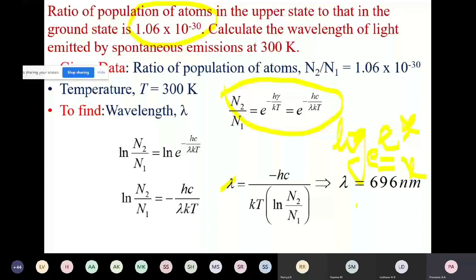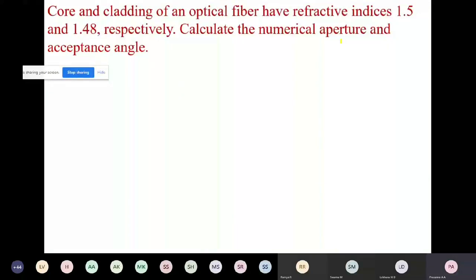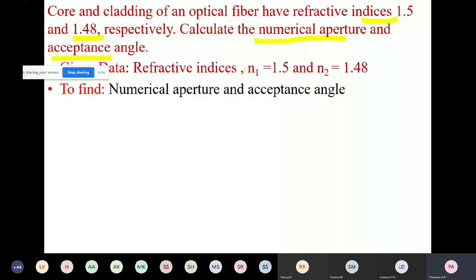And now this is the problem about the optical fibers. Refractive index of the core and clad are given. We have to calculate the numerical aperture and the acceptance angle. And data given are refractive indices n1 and n2. Means refractive index of core is generally taken as n1, and for clad it is n2. Numerical aperture and acceptance angle will be calculated.